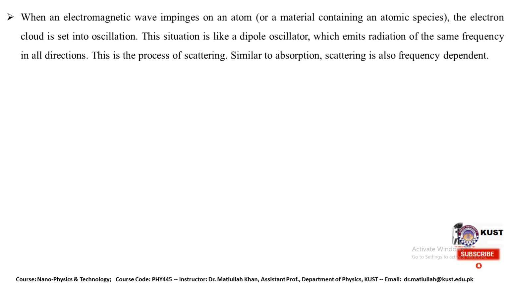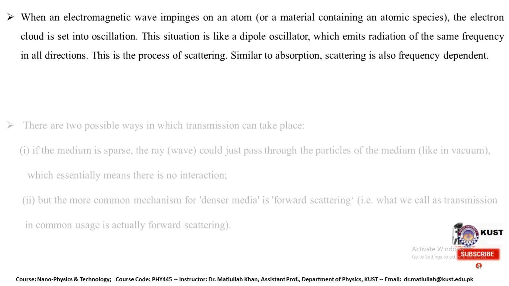When electromagnetic waves fall on an atom, the electron cloud is set into oscillation. This situation is like a dipole oscillator, which emits radiation of the same frequency in all directions. This is the process of scattering. Similar to absorption, scattering is also a frequency dependent process.